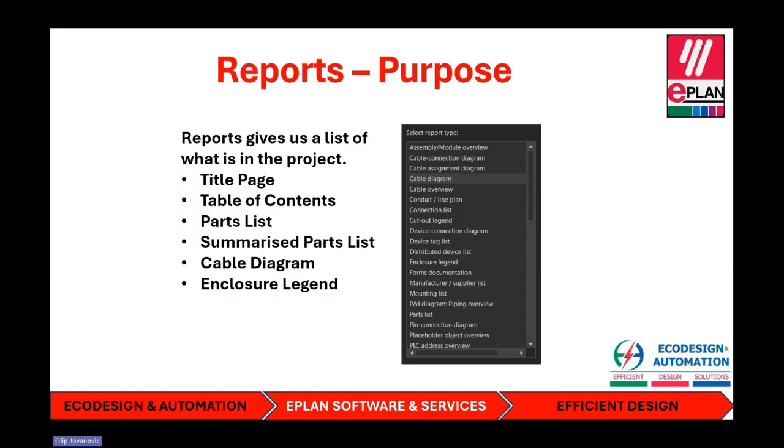Anyway, so the purpose of a report is it allows us to see what is in our project. So this could be something as simple as a table of contents, like what sort of pages there are. It can also be parts lists, cable diagrams, etc. So the image on the right that you see there is just an example of all the types of reports you have available in EPLAN. But keep note, some special report types you do need an add-on license for. But for all the commonly used ones, it will be there with the basic Select license.